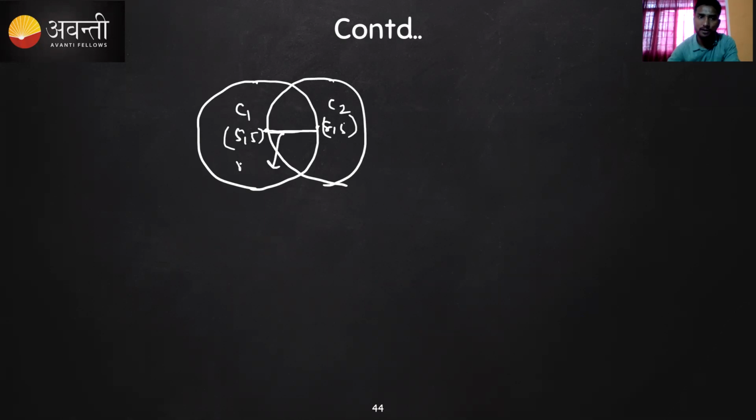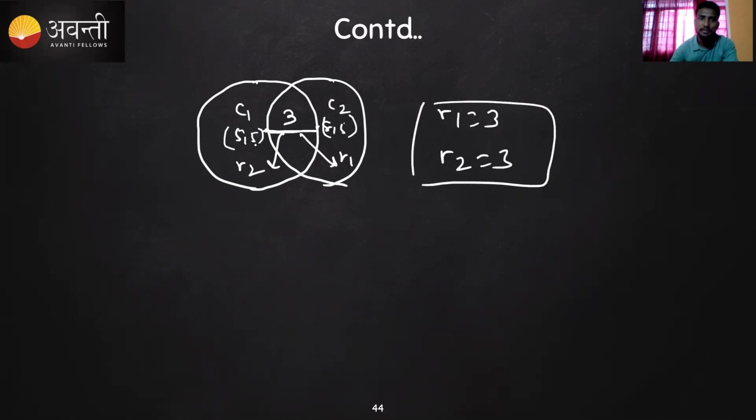It is also R2, or you can also say this is R1, because the distance between C1 and C2 is 3, and the R1 value is 3, and the R2 value is also 3. So from here you can see this circle is L2 and this is L1. This circle is passing through the center of the other circle, and this circle is also passing through the center of the other circle. So from here you can see basically what it is saying.